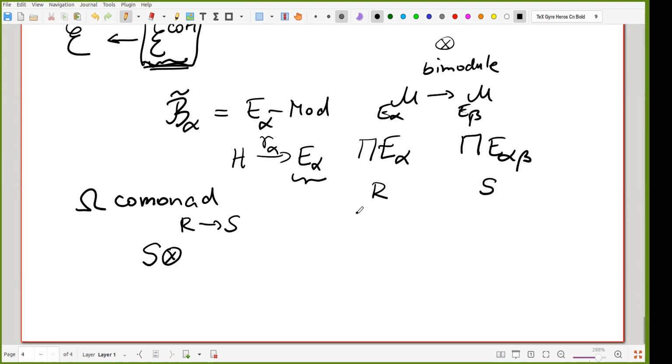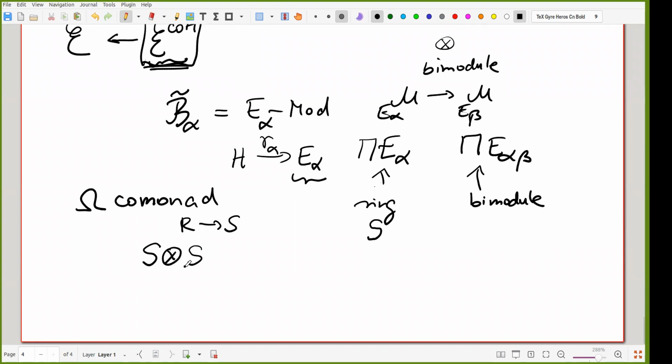I'm doing it wrong. Sorry. This is a ring, and this will be a bimodule. So if the ring is S, analog, this E alpha beta is basically something like E alpha cross E beta over something, not necessarily, but it's something of that kind. So basically I have some bimodule.